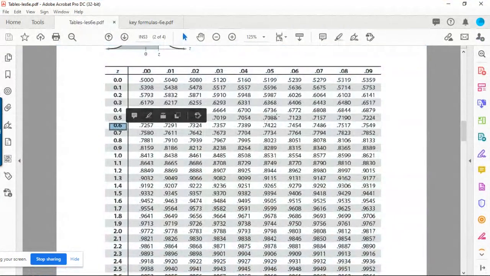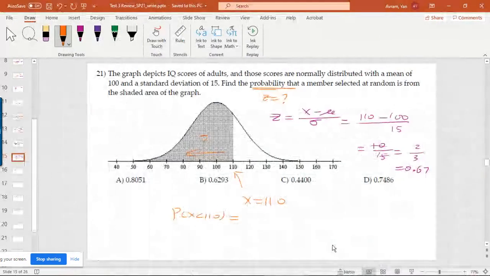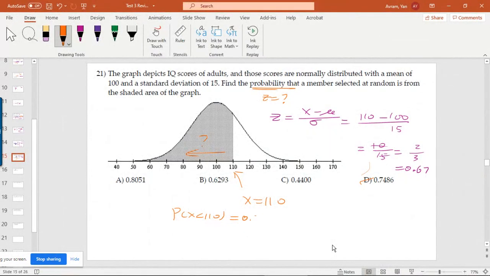0.67, 0.67. This is giving you 0.7486, 0.7486 right here. All right, so if you randomly select one person, there is about a 3/4 chance that the person's IQ score is less than 110.